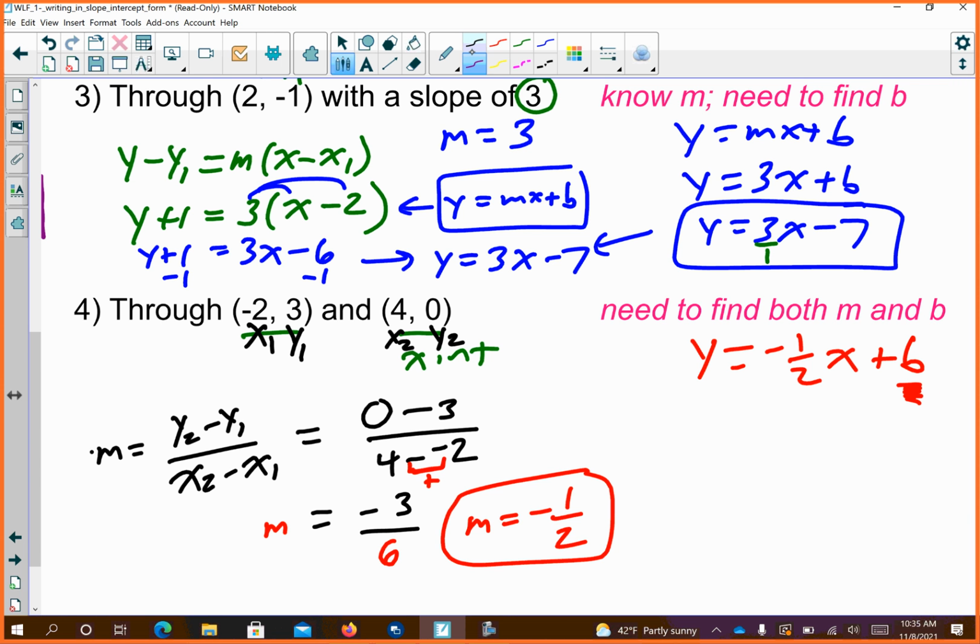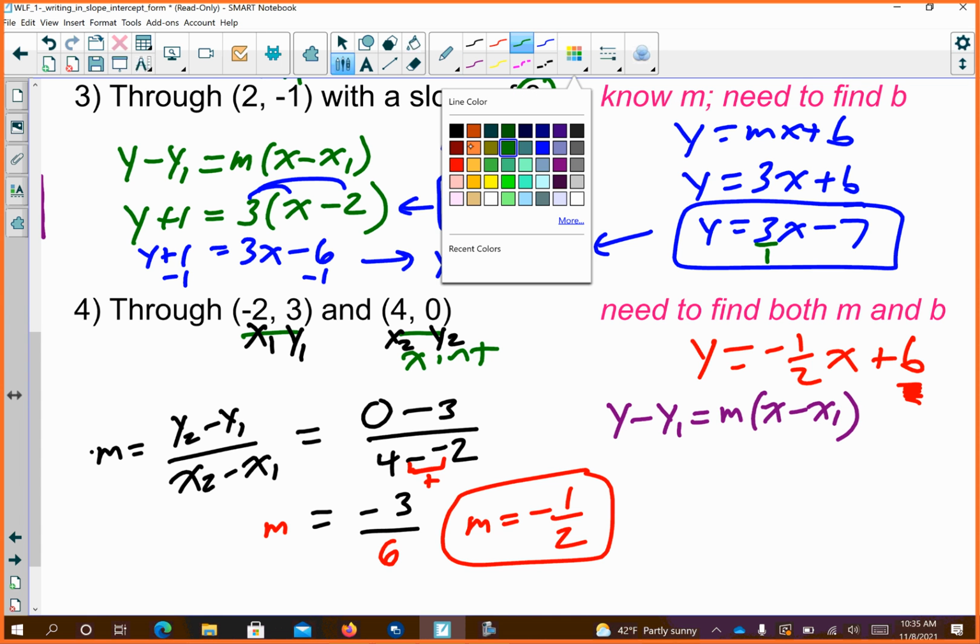All right. So now I'm going to use this equation. Again, this is my point slope. And I'm going to solve this in order to get my value. So I'm going to pick either set of points.